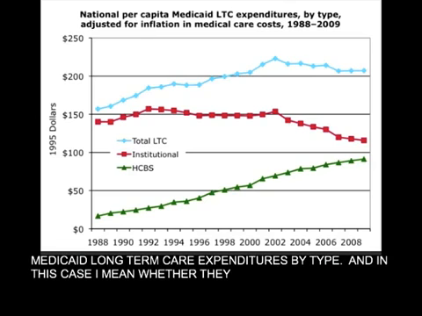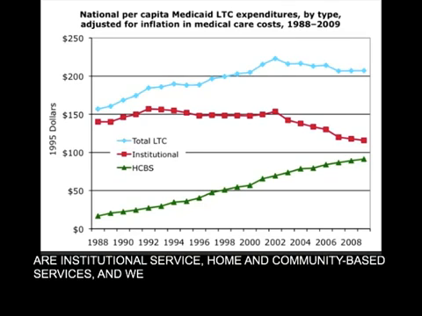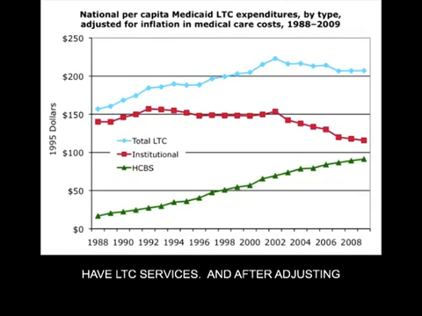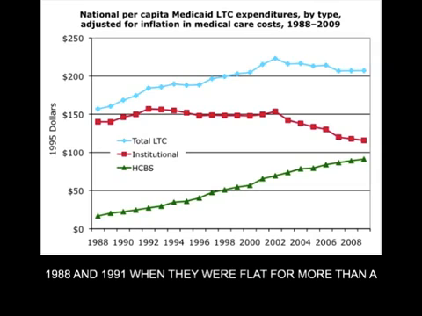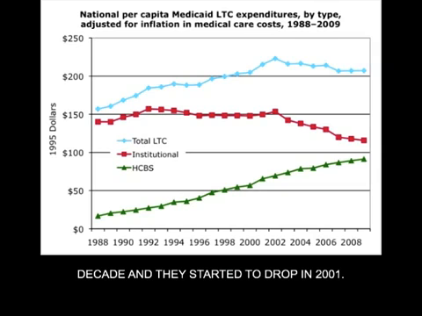The next slide shows per capita Medicaid long-term care expenditures by type, in this case whether they are institutional services, non-institutional services, in other words home and community-based services, and also the total services. Institutional services are shown in red, that's nursing homes and ICFMRs, and after adjusting for inflation, they increased between about 1988 and 1991 or 2. Then they were flat for more than a decade, and then they started to drop rather precipitously beginning about 2001.